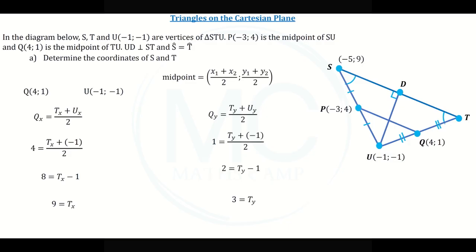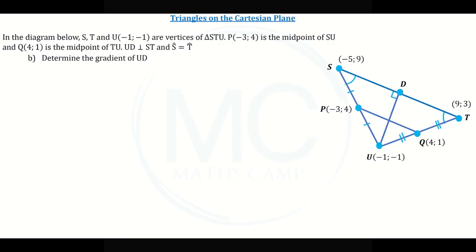From this, we know that T has an x-coordinate of 9 and a y-coordinate of 3. So we can write the coordinates as 9, 3. Let's make a note of the coordinates for T on our diagram as well. And now we can move on to part B. Determine the gradient of UD.